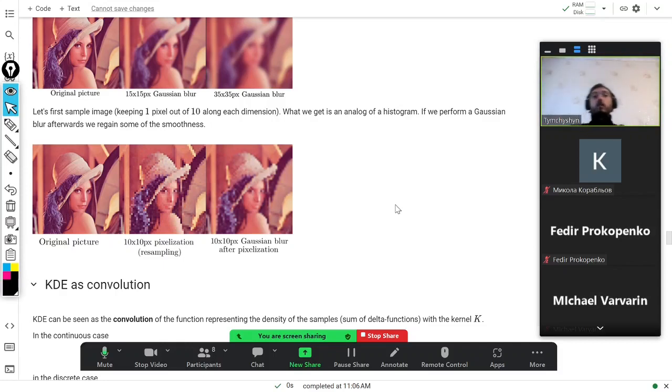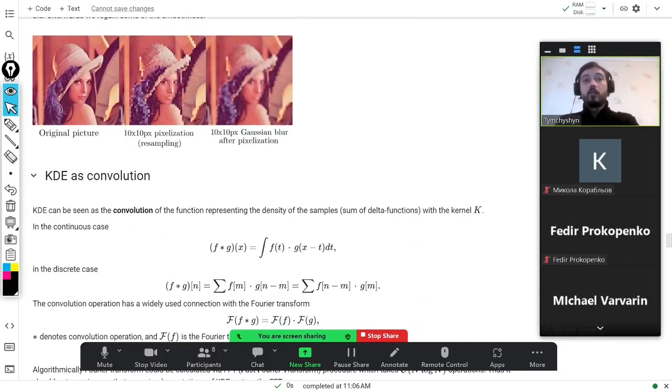Let's first sample our image, keeping 1 pixel out of 10 along each dimension. What we get is some sort of analogy of getting a histogram, and you see that this sort of histogram looks like this. So this 10 by 10 pixelization or resampling looks not really nice. But if we perform a Gaussian blur afterwards, we can regain some smoothness. Probably if you have studied some image processing methods, you saw that you very often use Gaussian blur because you don't want to have very sharp gradients on your image or something like that. So it's a very, very often used operation.